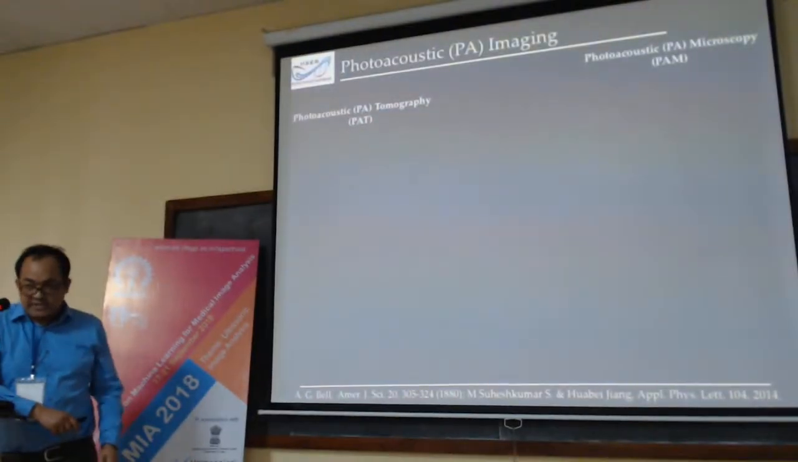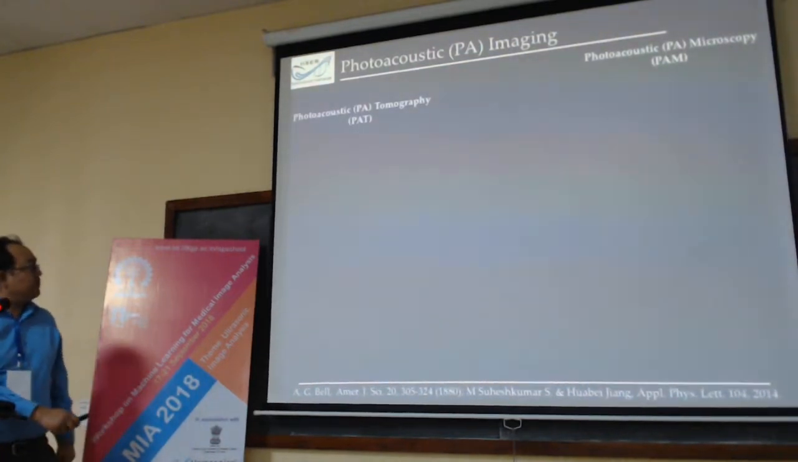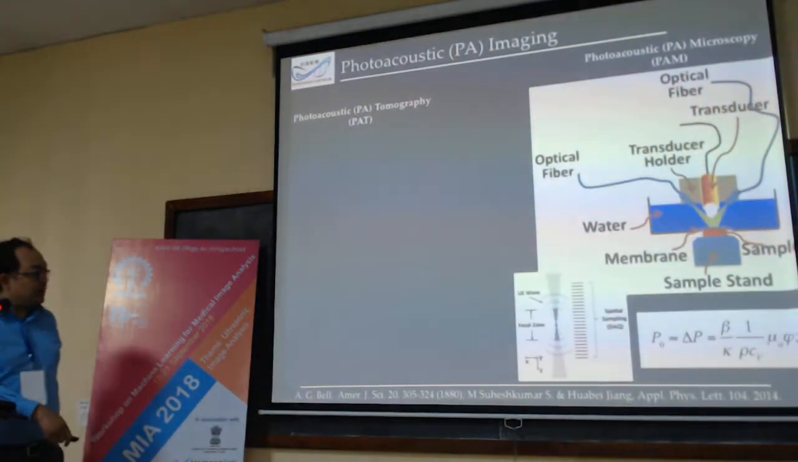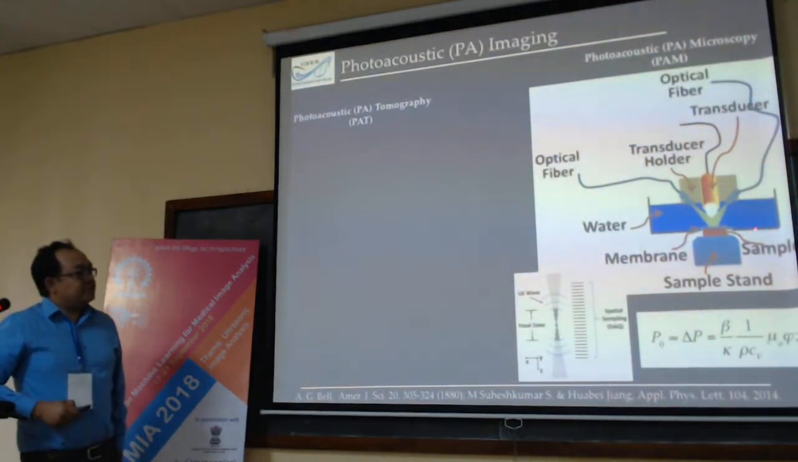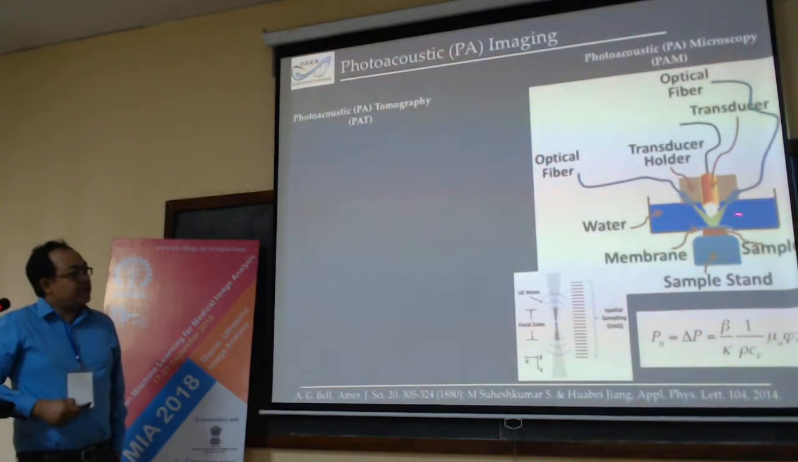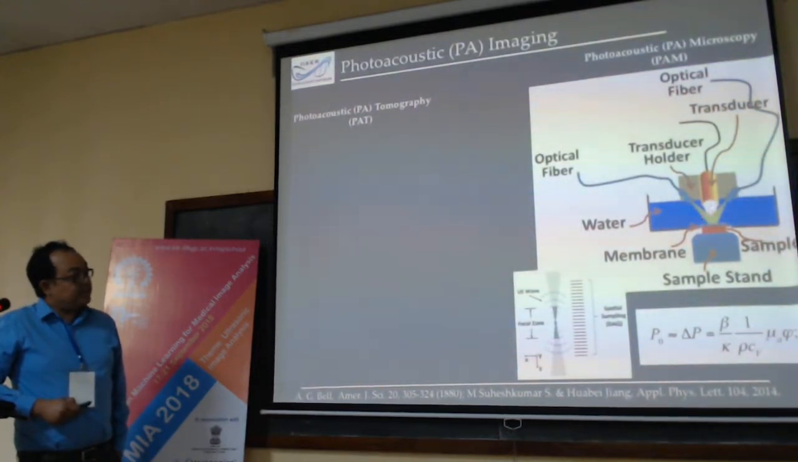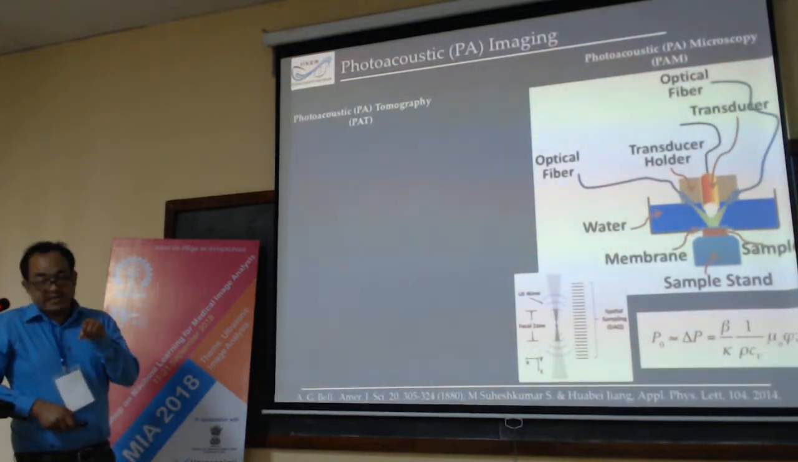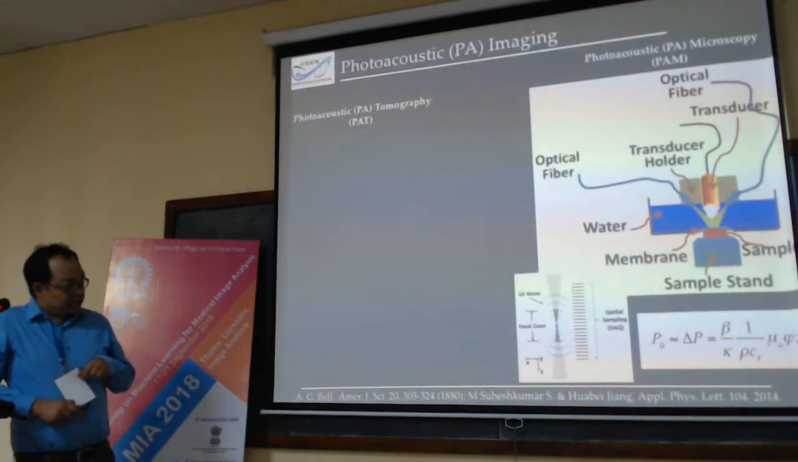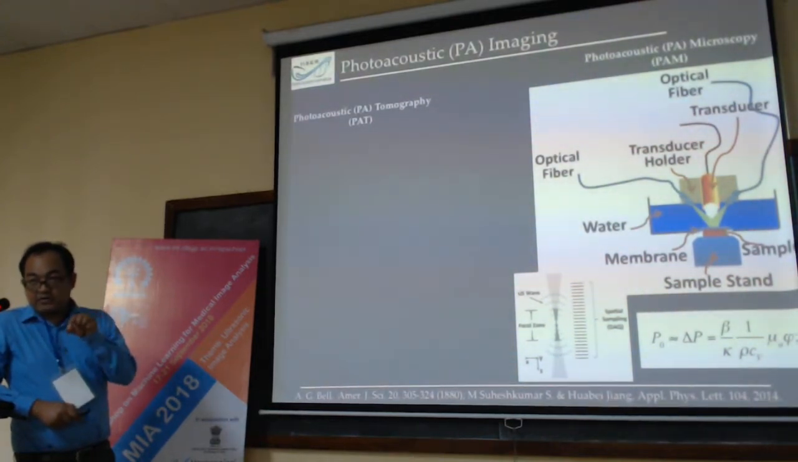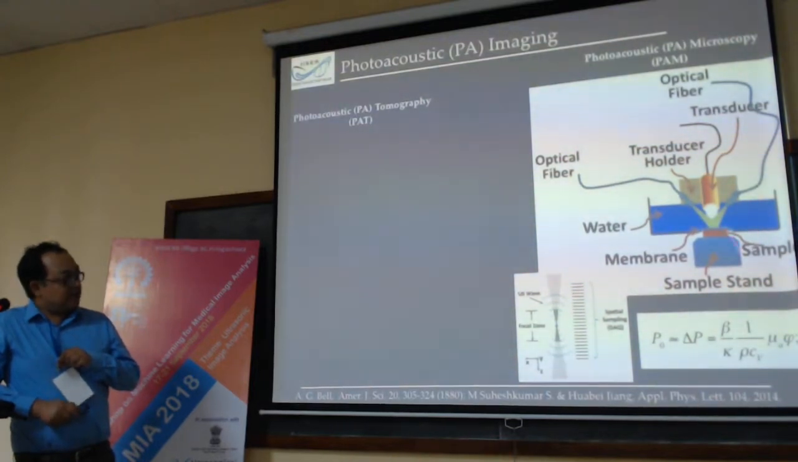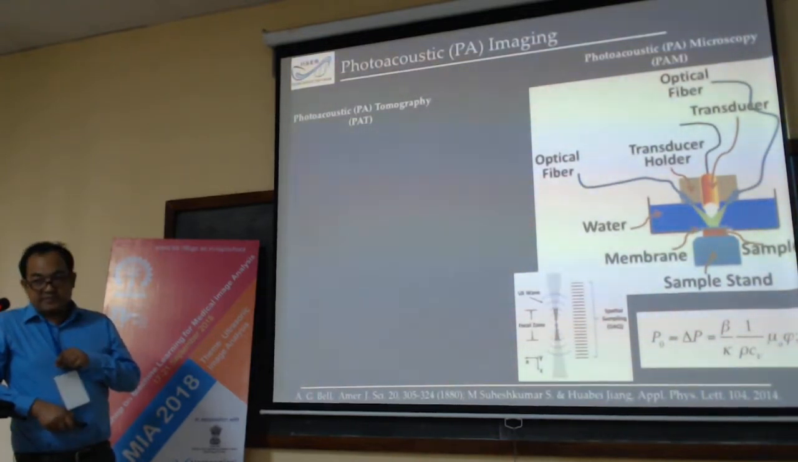Photoacoustic imaging is generally of two types. One is the tomography, one is the microscopy. This is the illumination of the sample with the pulsed light. The initial pressure rise is picked up by a focusing ultrasound transducer from the focal region, such that this ultrasound transducer will pick up the initial pressure rise, that is P naught, not P. P naught it will pick up. So this is the microscopy system development.